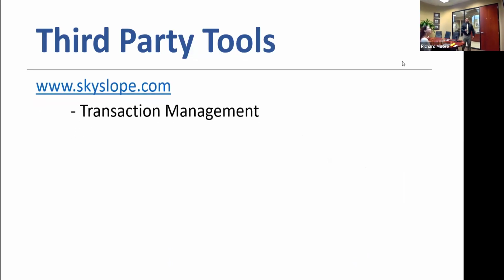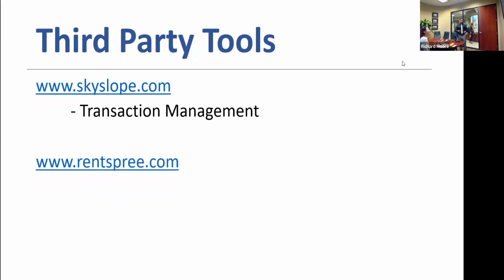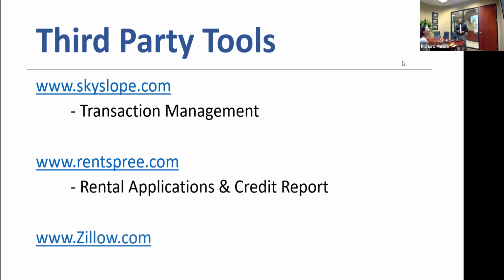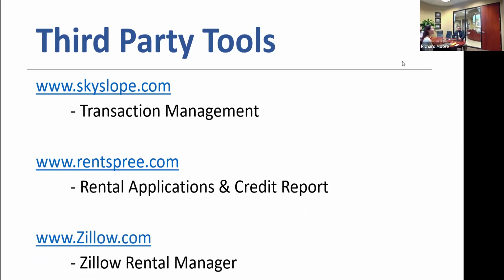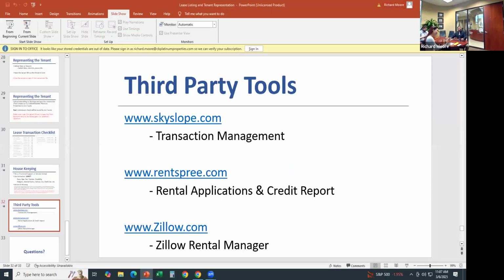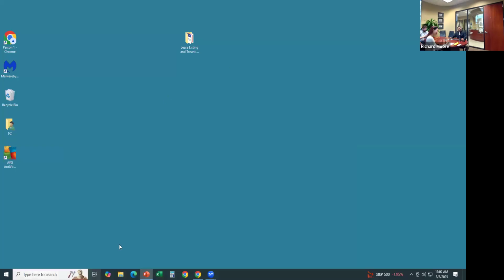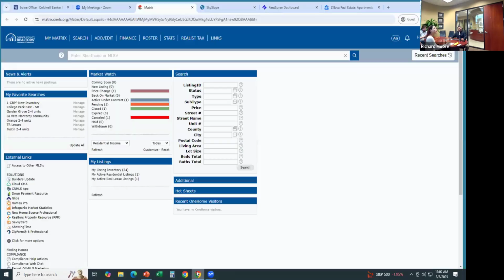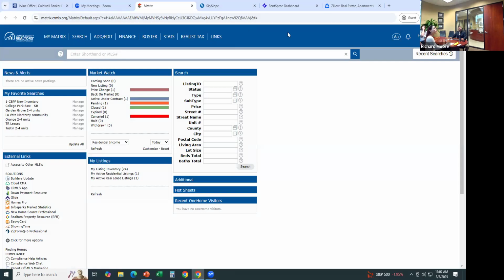Okay. So SkySlope is a transaction management program. Again, I'm going to show you guys what that looks like. RentSpree, this is a tenant screening website. I'm going to show you what that looks like. And then Zillow. Zillow, we're going to use the Zillow rental manager portion of it. So let's see here. I've opened the websites. Show you guys what that looks like.